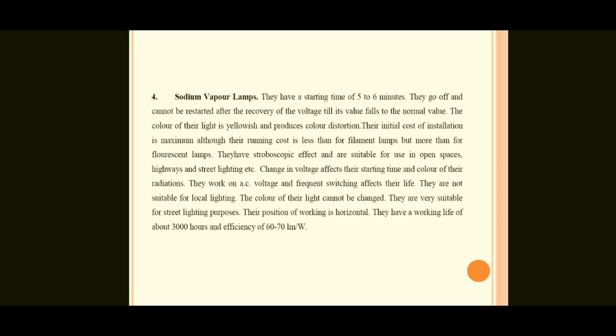Next one, sodium vapor lamp. We use it for street lighting purposes. The working position is horizontal. The working life is about 3000 hours, like the mercury vapor lamp, and an efficiency of 60 to 70 lumens per watt. Here the stroboscopic effect is present in the sodium vapor lamp, so it is suitable only for open spaces, highways, street lighting, etc.